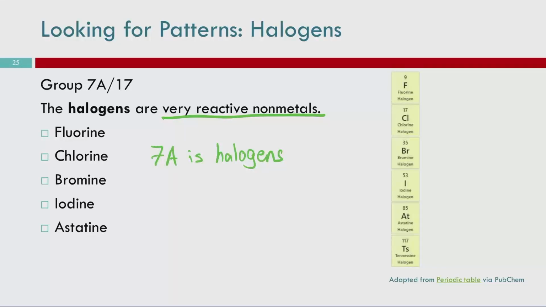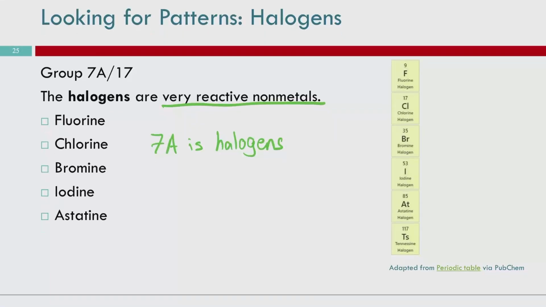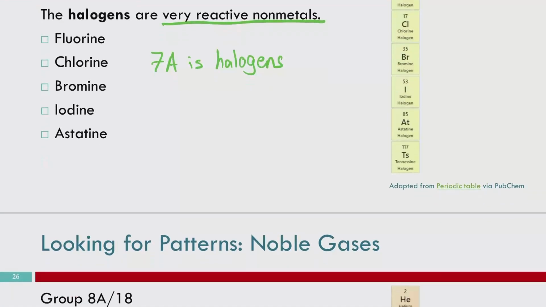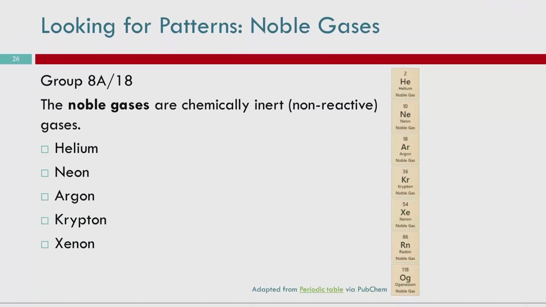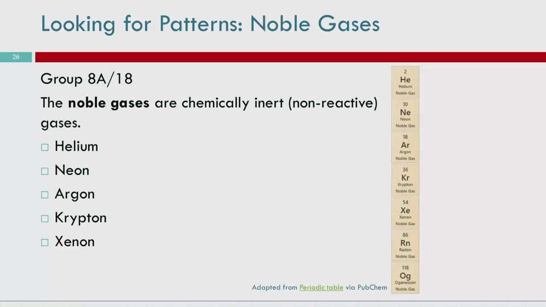It's like a 10-minute video. Good stuff from the Royal Society of Chemistry. It's also like 11 years old. And then moving over one column, we've got the noble gases. Noble gases are chemically inert, meaning they do not react.